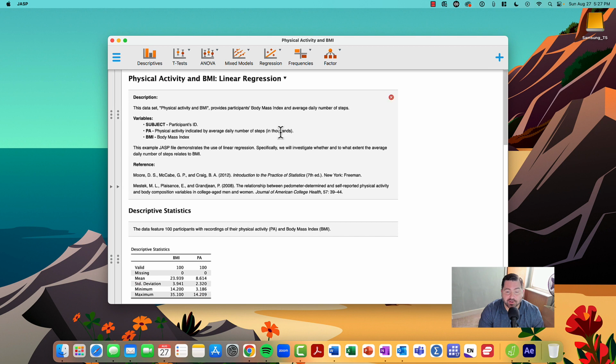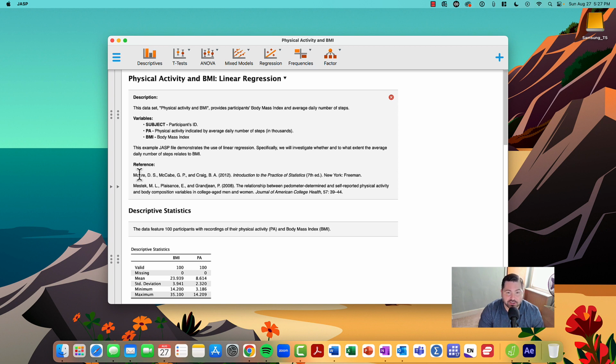When the file opens, become familiar with the data set. You can see that PA represents the physical activity, indicated by average daily number of steps in thousands of steps per day, and BMI is the person's body mass index, and this is determined by taking a person's weight measured in kilograms and dividing it by the person's height in meters squared.